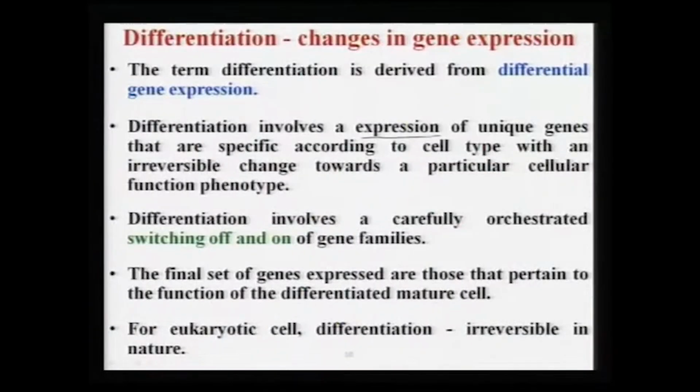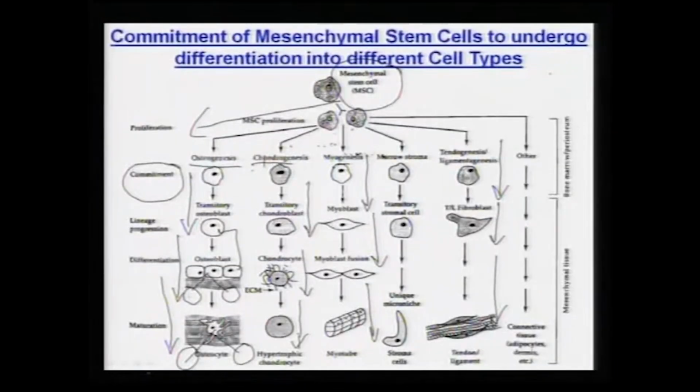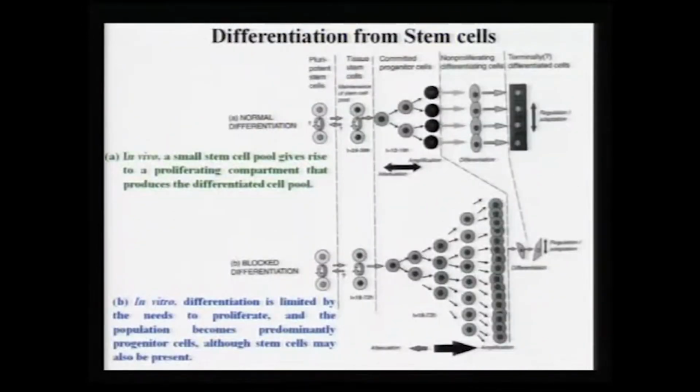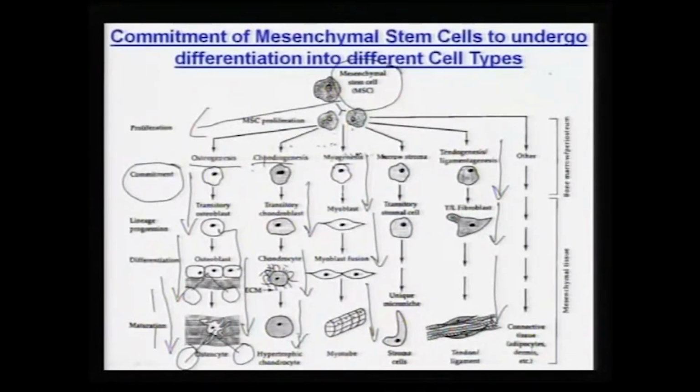Differentiation involves the expression of unique genes that are specific according to a cell type, with an irreversible change towards a particular cellular phenotype. What I mean is that osteoblast can be differentiated to osteocytes, and it is an irreversible process. So this thing cannot take place: osteocytes to osteoblast. You understand what I am saying? Osteoblast can only be differentiated to osteocytes in an irreversible manner. It is not a reversible phenomenon, this differentiation process.